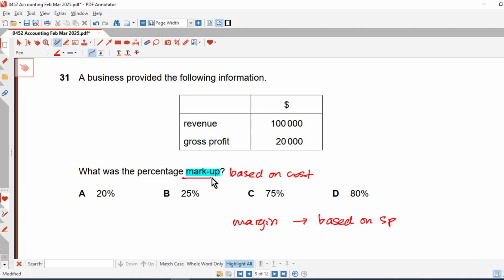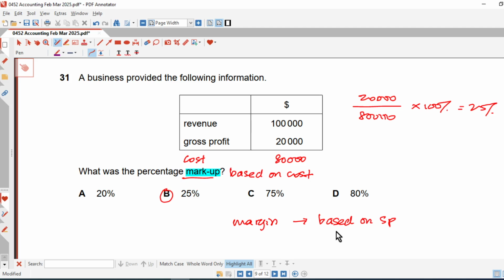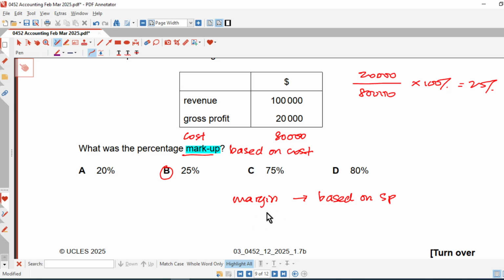So if I'm talking about a markup here, I need cost data. Do I have any information on cost? Well, I can calculate, right? Revenue minus gross profit will give me a cost of 80,000. So markup would be 20 over 80, multiplied by 100%, that will be 25% markup. Okay, that's if they ask you for a markup. If they ask for a margin, okay, just for fun, let's try this. Then you have to take the profit over selling price. So that will give you a 20% margin.